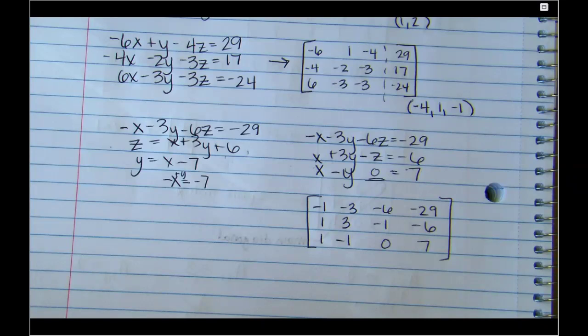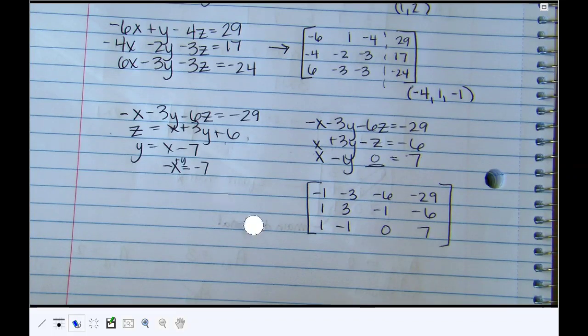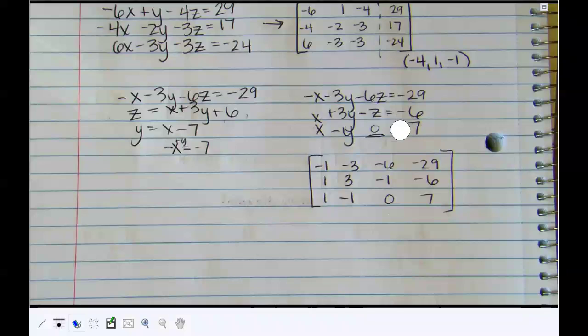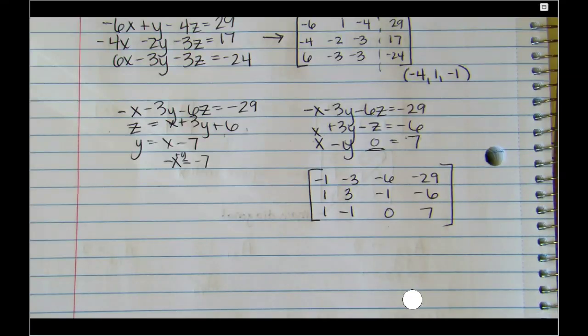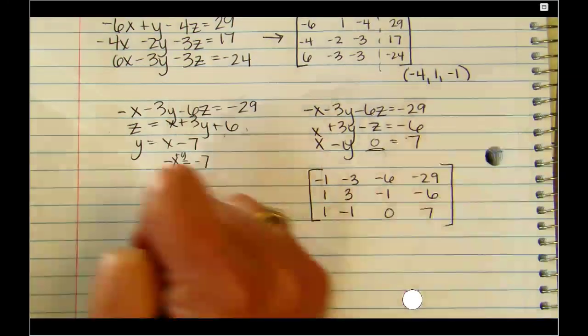This is one of my favorite ways to solve a 3x3 system because it's easy. There's no eliminate one and then do another elimination later. It is super, super easy. What do you get for your answer on this one?